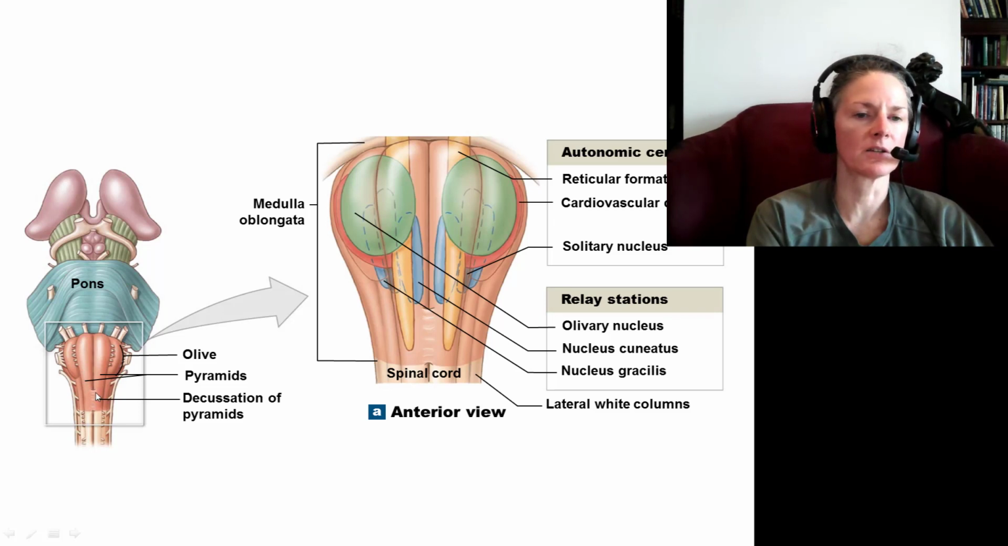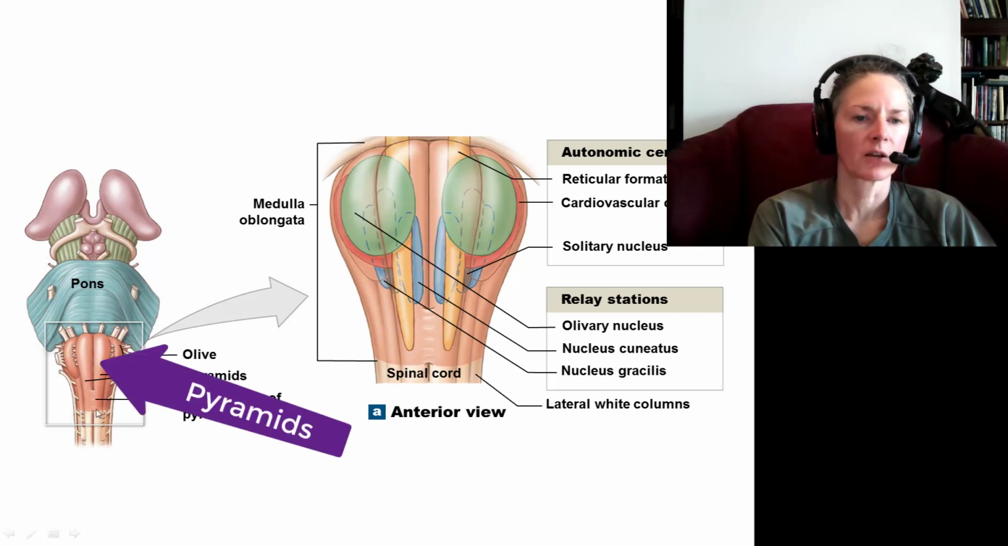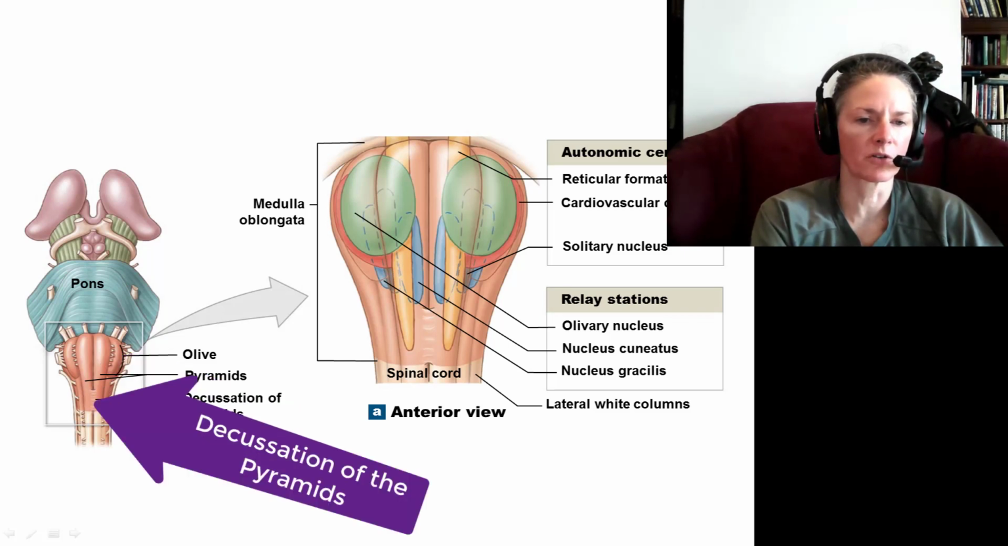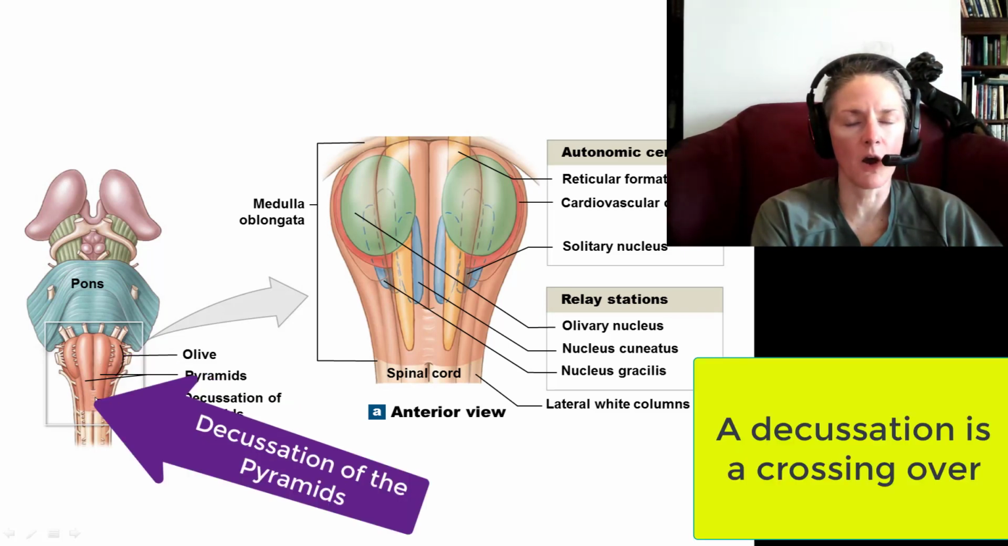And interestingly, the anatomists who described the system thought that the actual descending fibers looked like pyramids, so they called them pyramids. And where the crossing over of these pyramidal tracts occurs is called the decussation of the pyramids.